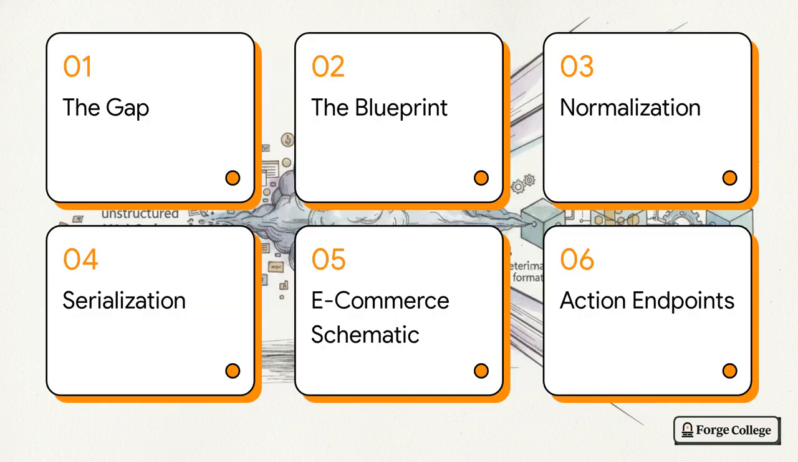To get past that bouncer, we're going to build a data assembly line. Here is our agenda for the day. 1. The gap. 2. The blueprint. 3. Normalization. 4. Serialization. 5. The e-commerce schematic. And 6. Action endpoints. Let's get to it.